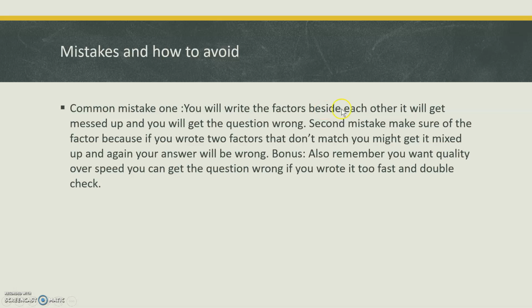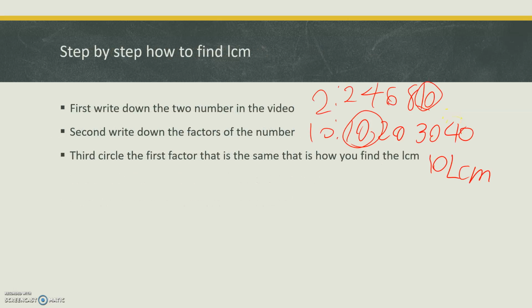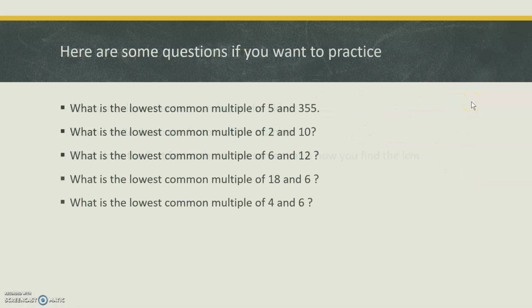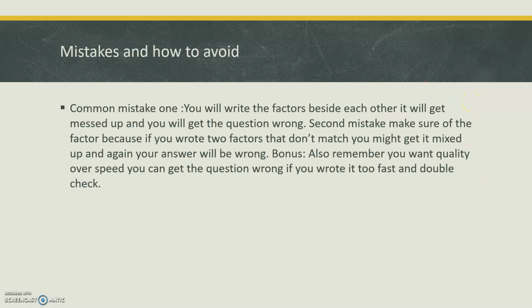Common mistake 1. You will write the factors beside each other, and it will get messed up, and you'll get the question wrong. And the way I showed you, like this, you won't be afraid of this thing happening. But sometimes people write it like a factor tree or a swing, like 1 to 10, 2 to 5, 5 to 2. Now, some people do this. Then these are the factors of the LCM.